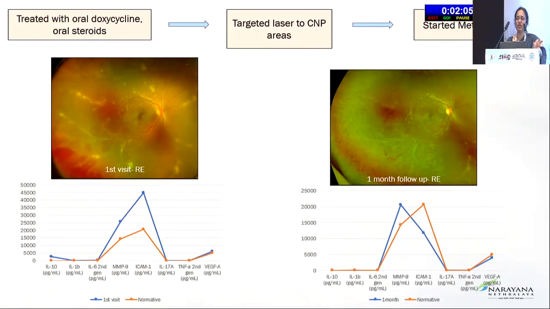Subsequently, we started the patient on systemic methotrexate therapy. We also did the tear biomarker analysis. In that, we noticed increased ICAM and MMP9 in the right eye. In the left eye also, both MMP9 and ICAM1 were elevated.